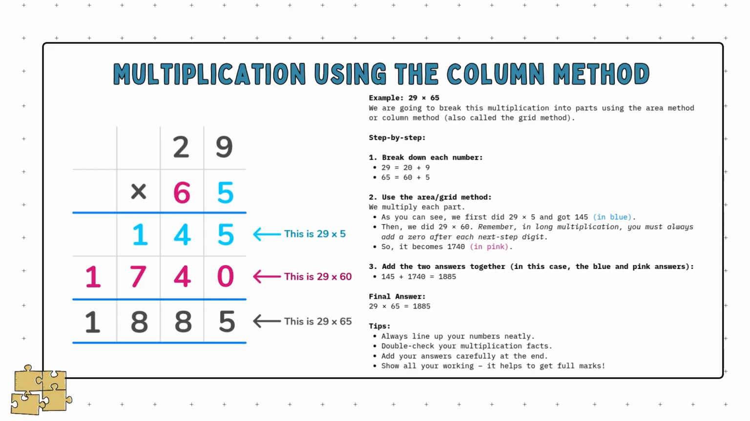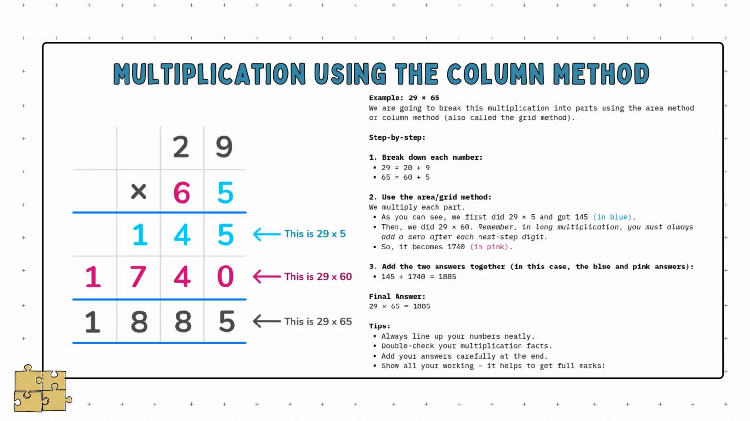Step 2, multiply each part. We take each part of the first number and multiply it by each part of the second number. So first let's do 29 times 5. You can think of this as 20 times 5 that equals 100, and 9 times 5 that equals 45. Then we add 100 plus 45 that equals 145.